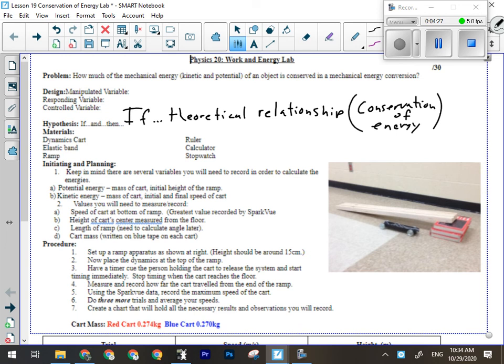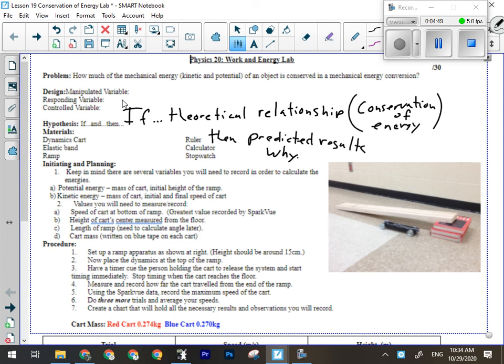In the then part, I just want your predicted results. What do you think is going to happen and why? We've said what is theoretically possible, but I want your predicted results and a why as the then part of your hypothesis.